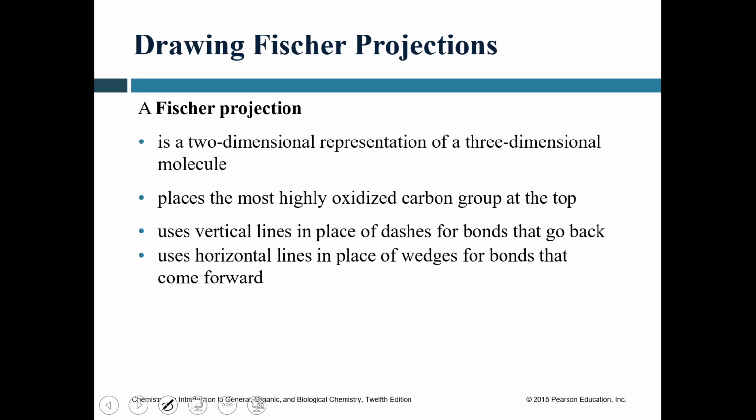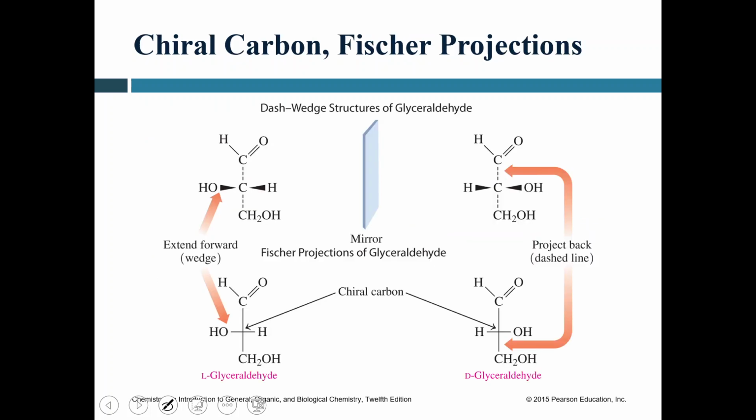So in many cases you need to project a molecule that has a 3D shape that exists in 3 dimensions onto a 2-dimensional plane. To do this, we use Fischer projection. So the most highly oxidized carbon atom is brought to the top, and vertical lines are used in place of dashes for bonds that go back. Horizontal lines in place of wedges are used for bonds that go forward. So this is an example.